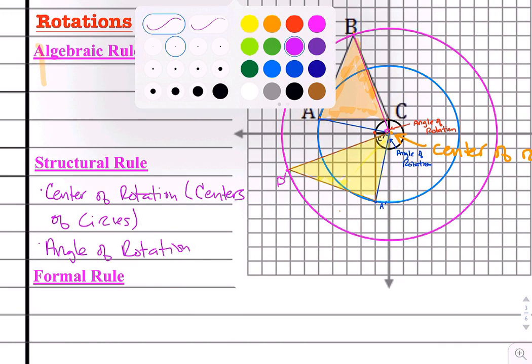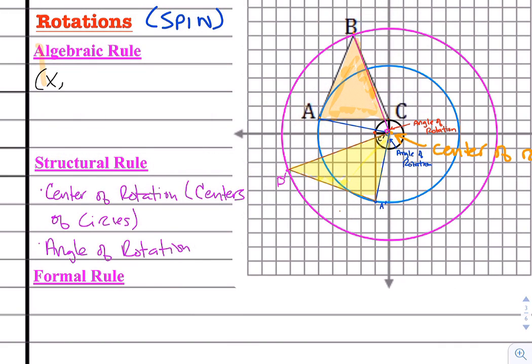The algebraic rule, just like the reflection algebraic rule, there is one, but again, it's going to be different for every single rotation you do. And so it's not useful to name it by name, but it might be useful to point out that two things are going to happen. One, you're looking for signs to change, and two, the other thing you're looking for is a flipping of the points.